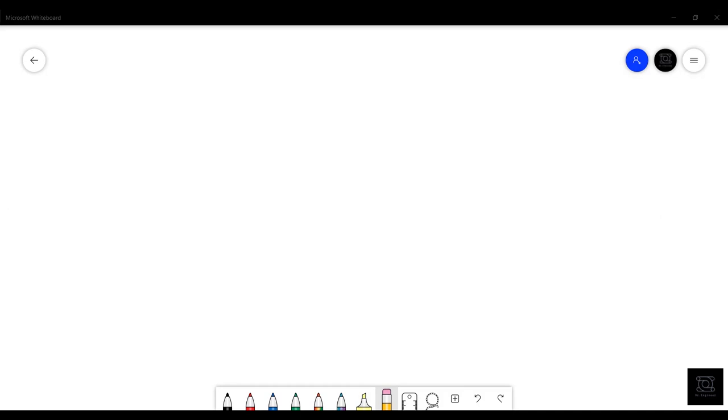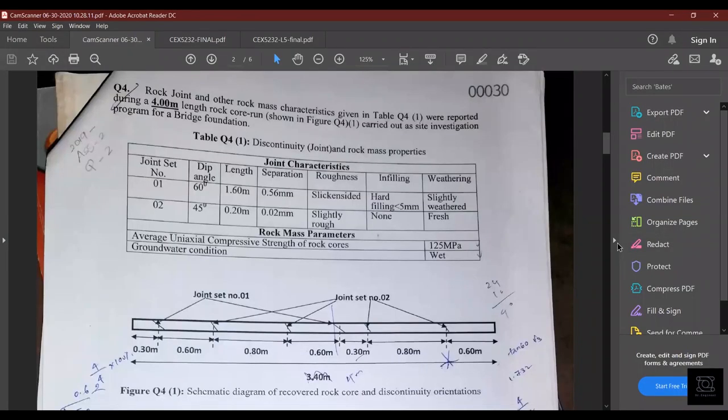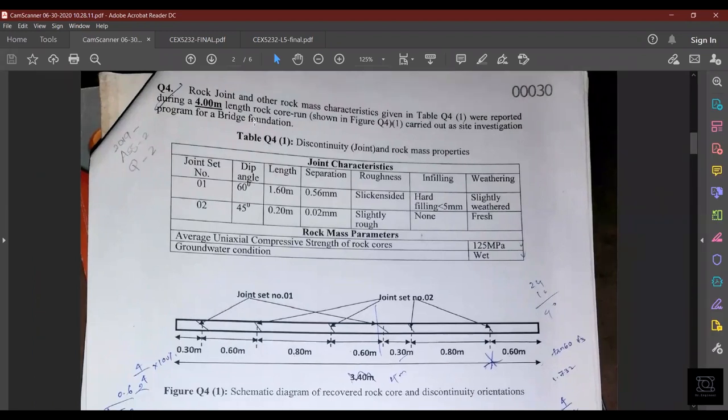So I would like to start the session from a past paper question of last year. Right, let me share the question quickly. So please don't mind about the writings on the paper. I couldn't find a proper copy.